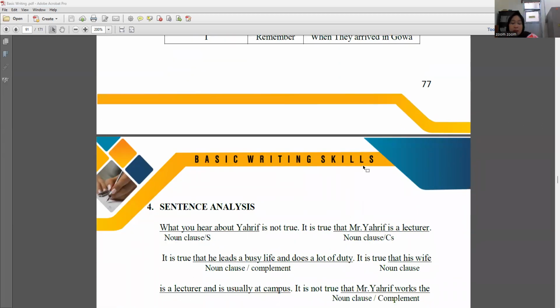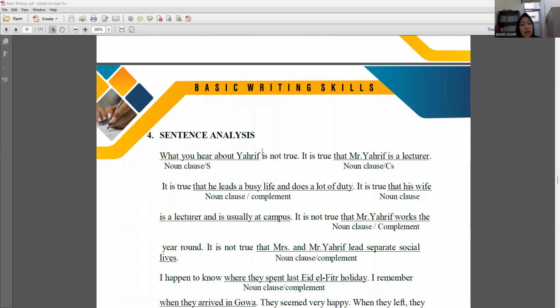Okay, in sentence analysis, you can read here that we have noun clause as subject here. What you hear about Yahrif is not true. So when you find some words like what, that, which, whom, whomever, and so on, those are called noun clauses. Okay, you can see that there are several noun clauses that you can find in the composition sample.